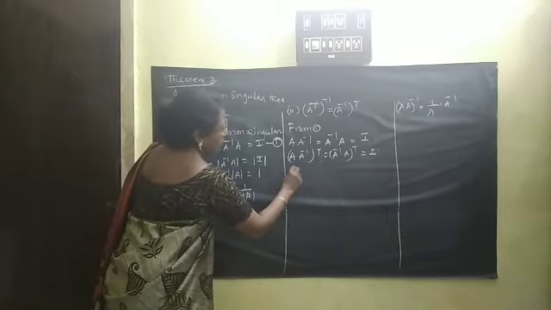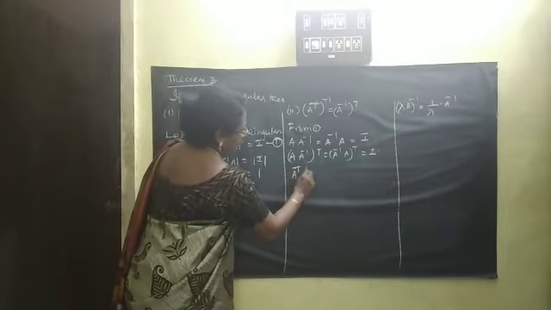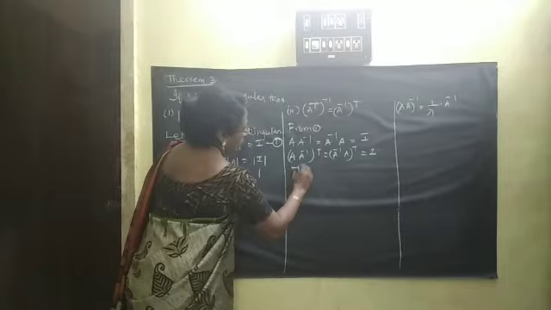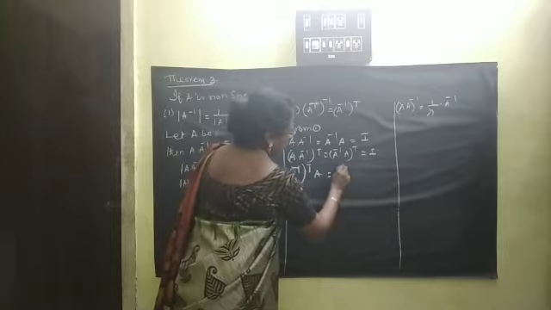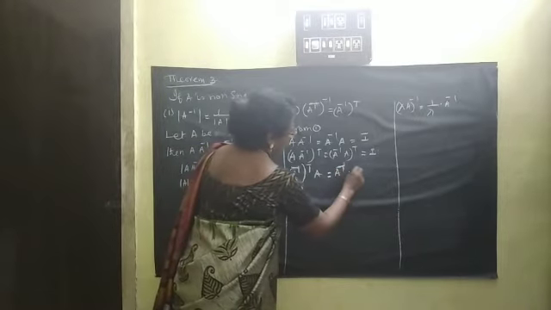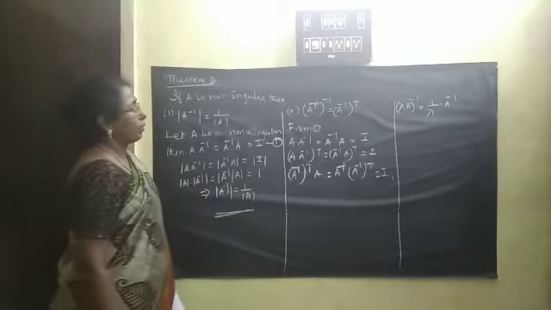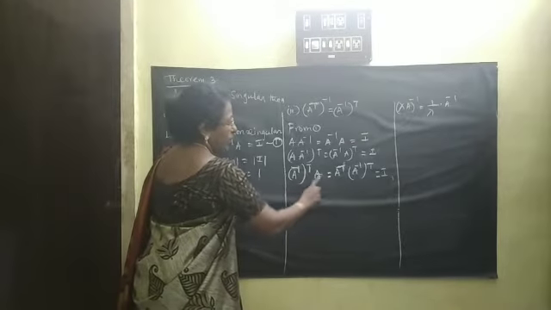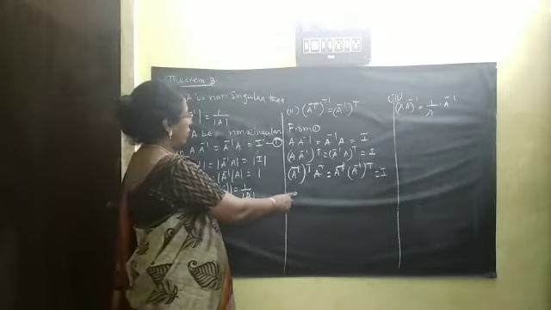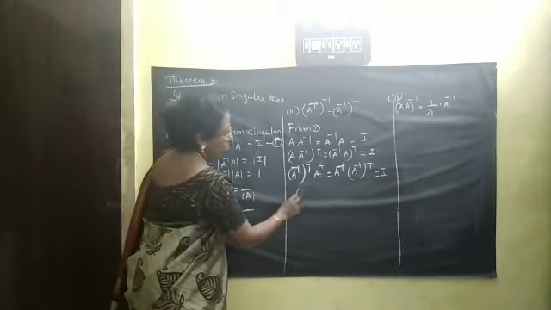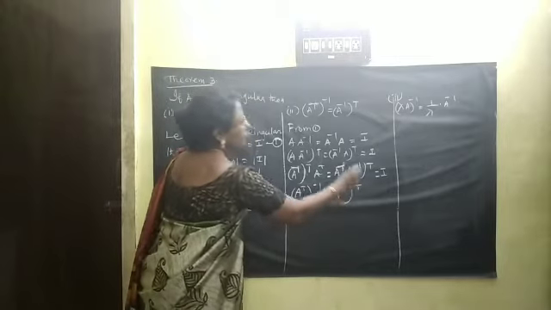So this can be written, by the reversal law of transpose, as A transpose into A inverse the whole transpose is equal to I. Cancelling A transpose on either side, hence by the reversal law of transpose we get A transpose the whole inverse is equal to A inverse the whole transpose.